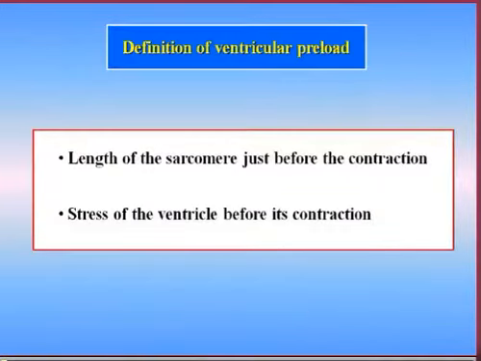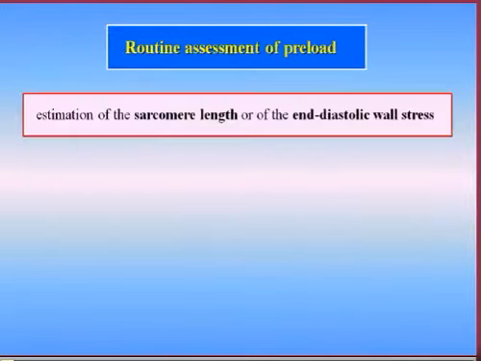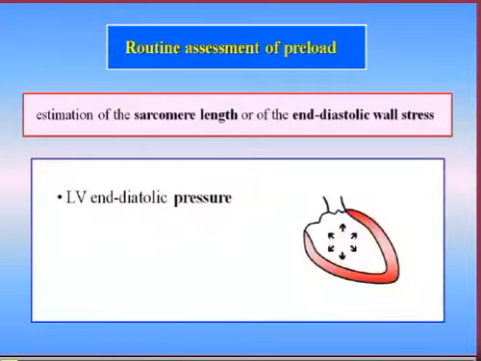What is preload? In fact, at the level of the myocardial fiber, preload is the length of the sarcomere just before the contraction. At the level of the whole heart, preload can be considered as the stress of the ventricle before its contraction. And for the routine assessment of preload, we have to estimate the sarcomere length or estimate the end-diastolic wall stress. How to do that?